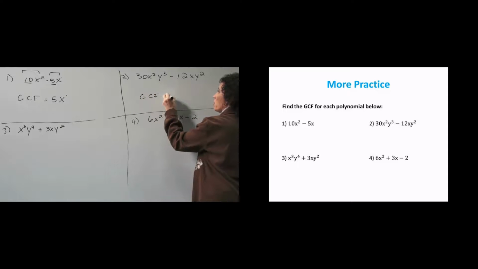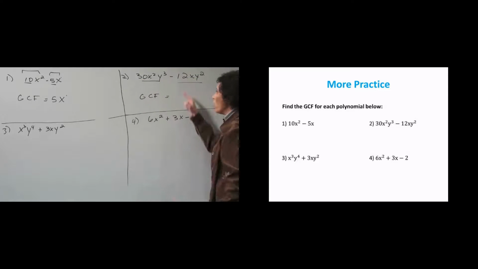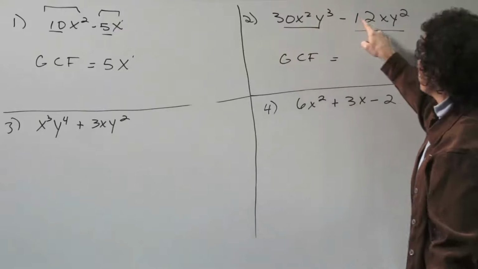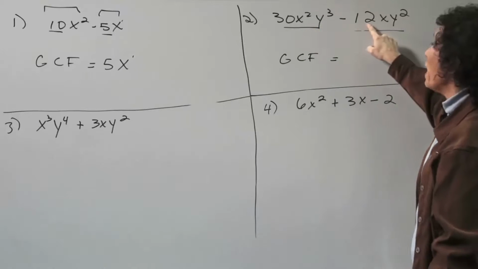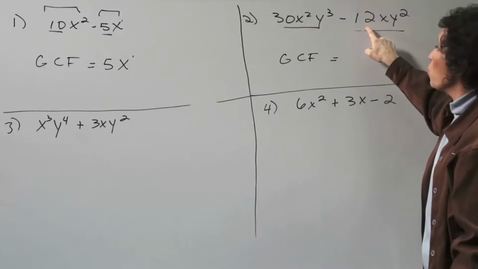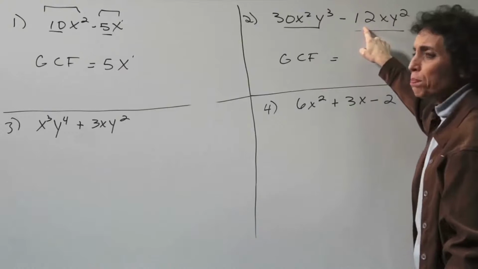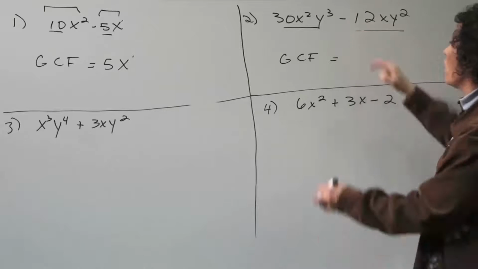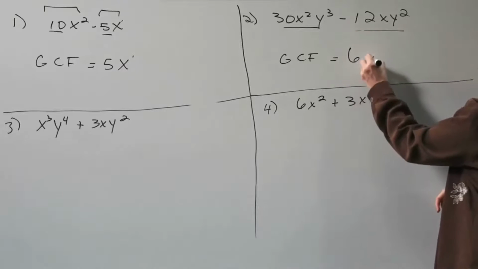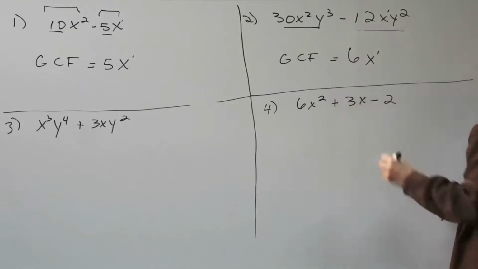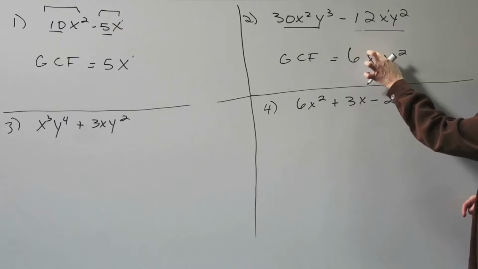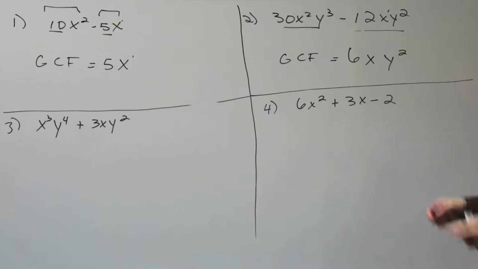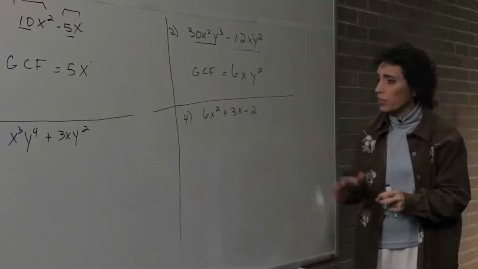GCF. This is a term, this is a term. 12 doesn't go into 30, so I have to use a number smaller than 12 because it's got to go into both of them. How about 6? 6 goes into both 12 and 30. In fact, it's the biggest number that divides into both. And now they both have an x. Smallest exponent is 1. They both have a y. Smallest exponent is 2. So it's 6xy squared. That's the GCF. All right, that's all we're doing.